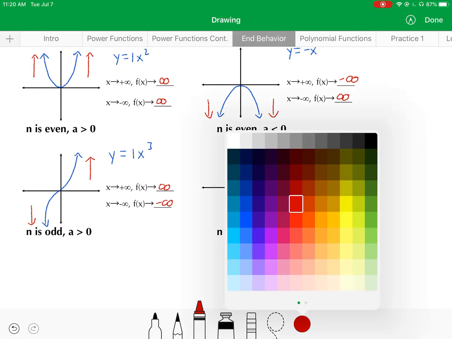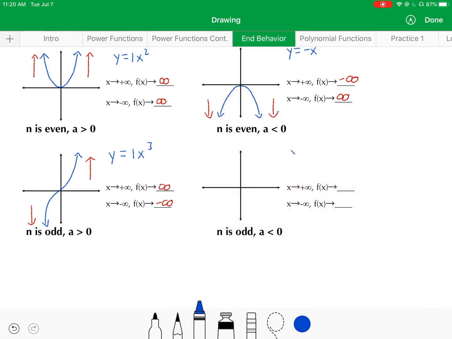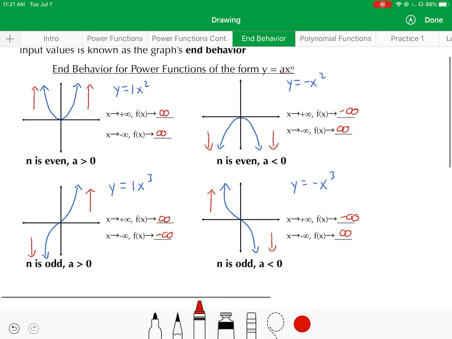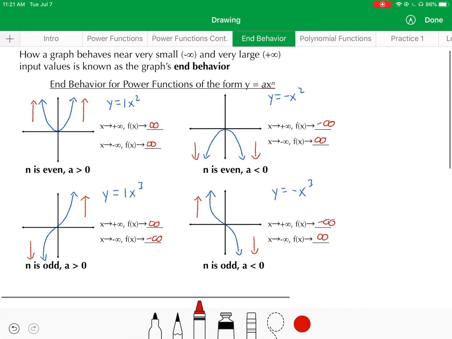If I change the coefficient to being negative, so now let's say we've got y equals negative x cubed, now my curve is going to behave something like this. And as x approaches positive infinity, f of x is going to approach negative infinity. We're heading down on this right side. As x approaches negative infinity, f of x approaches positive infinity, heading up on the left side. So again, these are generalizations that can be made based on the power on your variable.